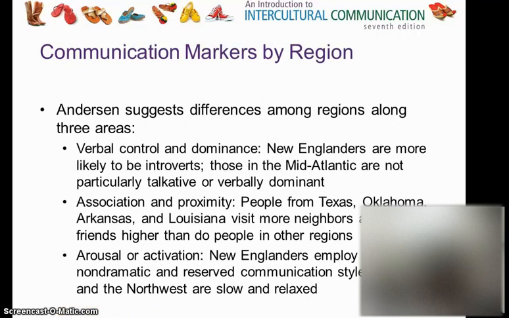Also, communication markers by region. Researcher Anderson suggests differences among regions along 3 areas: verbal control and dominance. Those from New England are more likely to be introverts. Those in the mid-Atlantic are not particularly talkative or verbally dominant. Association and proximity. People from Texas, Oklahoma, Arkansas, and Louisiana visit more neighbors and rate friends higher than do people in other regions. And also based on the research from Anderson, arousal and activation. Those from New England employ a non-dramatic and reserved communication style. Very plain. The South and the Northwest are slow and more relaxed.